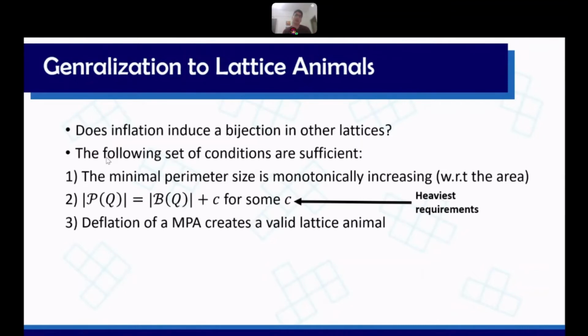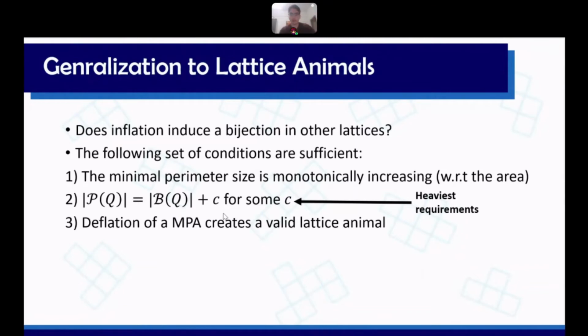The second condition, which is the hardest requirement, we require that the size of the perimeter of minimal perimeter lattice animals will be equal to the border plus some constant. And this is the hardest requirement, usually. And third, the deflation of a minimal perimeter lattice animal should create a valid lattice animal. I don't know if it is minimal or not. And what do we mean by valid? Valid means that it should be connected.